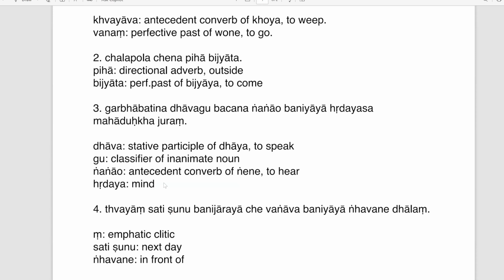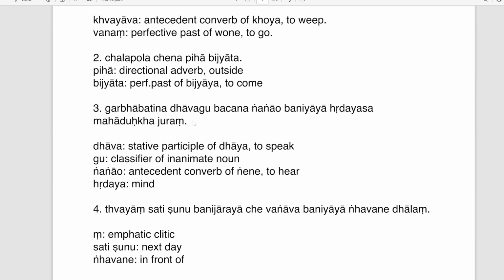Actually, for mind we have mana, and the ergative goes with mana, so manana. So it's often manana pablasen, so he thought in his mind. We have that expression in Newar also, and we see a lot of that. So having heard the speech spoken by Garbhavati, in the mind, in the heart of Baniya, the merchant, there arose great sorrow. So that's the sentence.